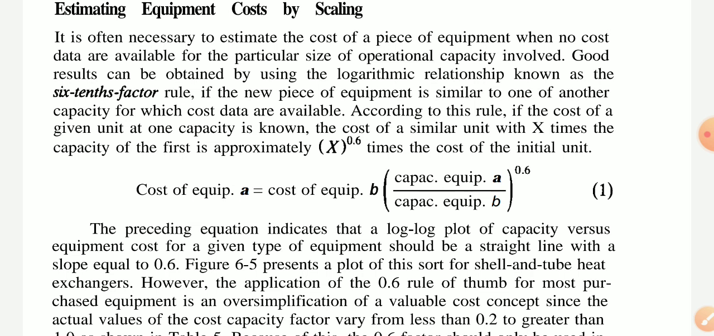According to this rule, if the cost of a given unit at one capacity is known, the cost of a similar unit with x times the capacity is approximately x raised to 0.6 times the cost of the initial unit. Again repeated, this is the basis on which you will get the equation.